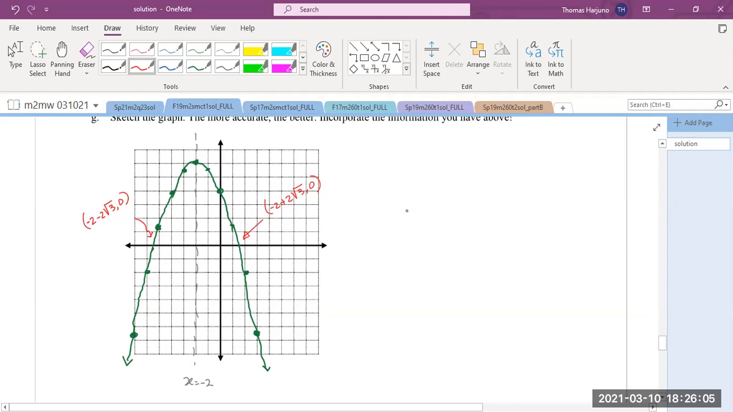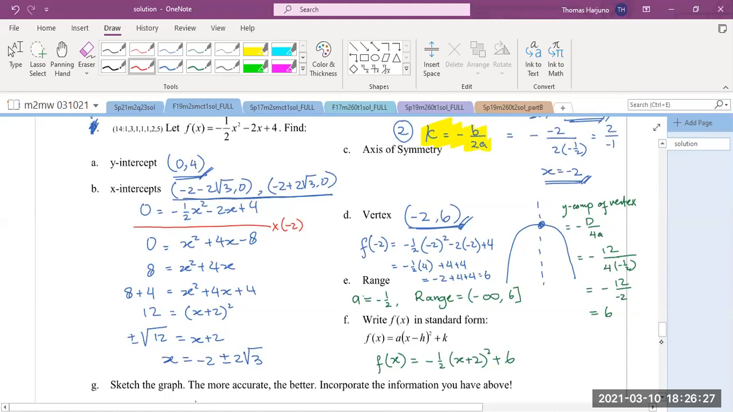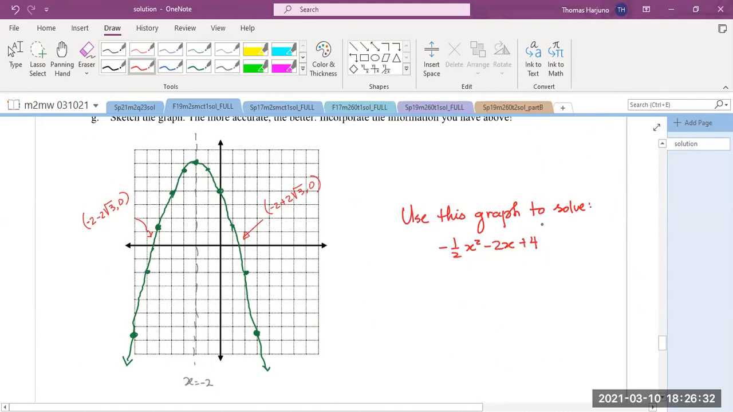So using that graph, can you find the following? Use this graph to solve negative 1/2 x squared minus 2x plus 4 less than or equal to 0. And what will your solution be? Now, you don't need to do everything all over again. No need. Why? Because from that graph, you already see which part is above 0, which part is below 0. The one above 0 is this. This is the one below 0.